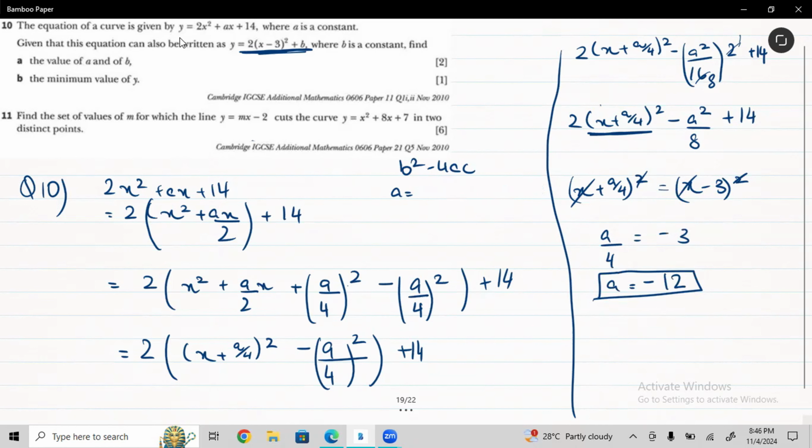For b, we are going to use our a value to find out the b value. How is that going to happen? We are going to take some space, or could I solve it here? In fact, I'm just going to erase from here.